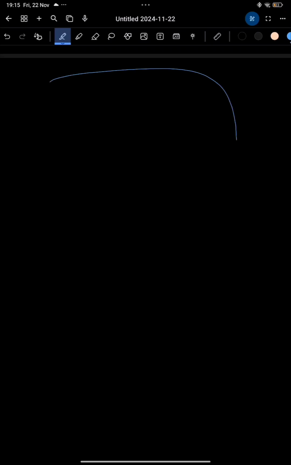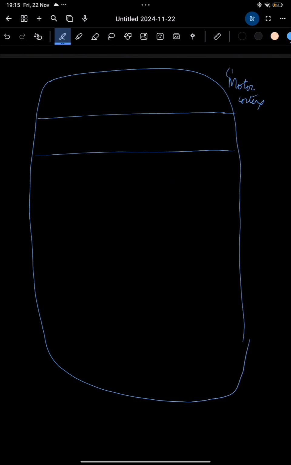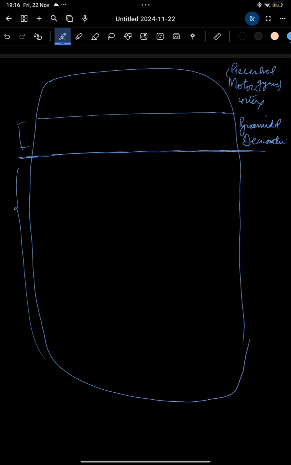Okay, let's discuss the corticospinal tract in a few minutes. Firstly, I'm making a schematic diagram of the spinal cord, and let us divide it into different layers. The first layer is our motor cortex, which is also known as the precentral gyrus, and then we have the pyramidal decussation. This decussation is present in the medullary spinal junction. This level is the medullary spinal junction, above which is the medulla, and the rest is the spinal cord.